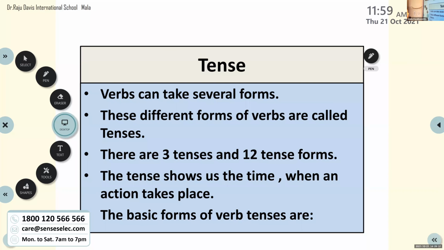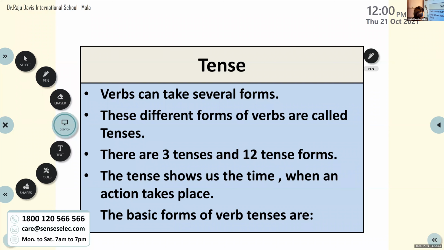Now, let us talk about tense in general. As you all know, the most important word which helps us to identify the tenses is the verb, right? By looking at the verb, the action word, we'll be able to identify whether it is happening now, whether it is already completed, whether it is going to happen in the future. So the verb plays a very vital role in tenses.